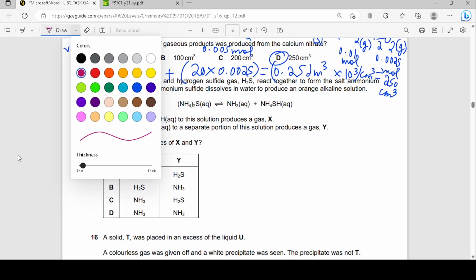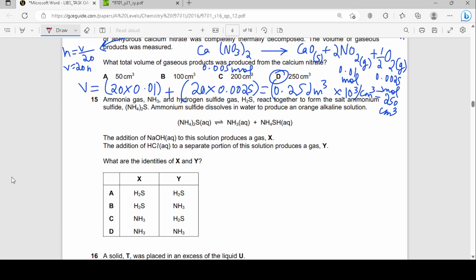Next, this is the next question, which is question number 15. Ammonia gas NH3 and hydrogen sulfide gas H2S react together to form the salt ammonium sulfide (NH4)2S. Ammonium sulfide dissolves in water to produce an orange alkaline solution. Okay. The addition of NaOH aqueous, which is a base, to the solution produces a gas X. Okay. The addition of HCl aqueous to a separate portion of the solution produces a gas Y. What are the identities of X and Y?